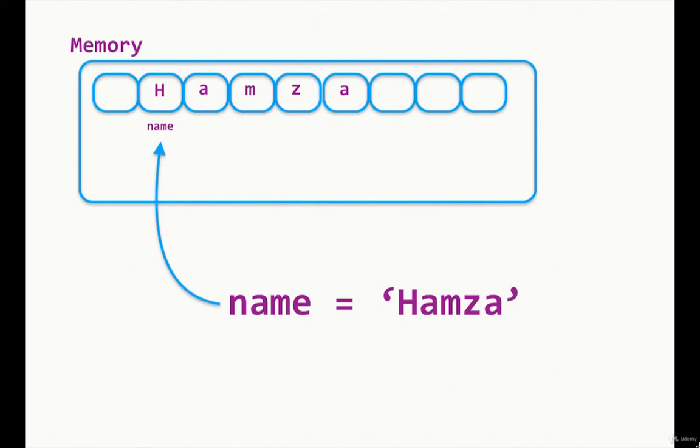Similarly, like numbers, every string has a memory location. So every letter of string occupies a block in memory location. In this example, I have assigned string Hamza to variable name. So alphabet H is stored in some random block of memory and alphabet A to another and so on for all the other alphabets. Now let's move to the code editor and write some string examples.